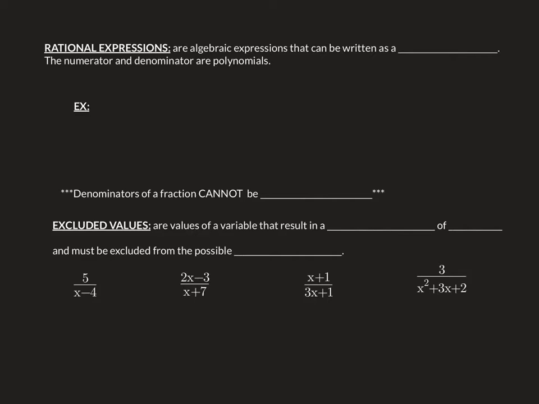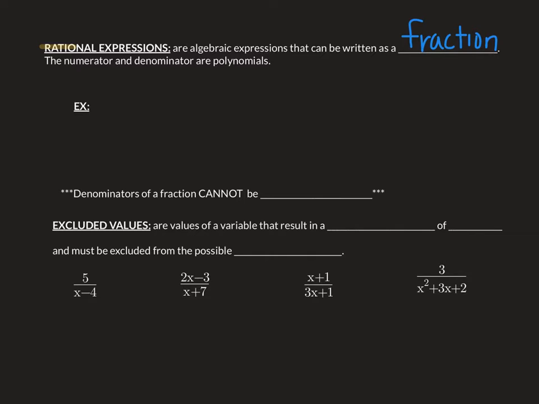Okay, so first, we should probably define what a rational expression is. So, a rational expression is an algebraic expression that can be written as, okay, before I get into what that actually is, let's look at the root word of rational. And what do you notice about the root word of rational? Well, it has the word ratio in it. And in what ways can we express a ratio? Right, we can express the ratio as a fraction. So a rational expression is an expression that can be written as a fraction.